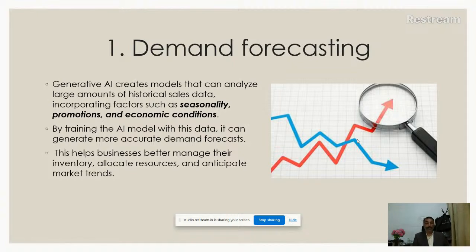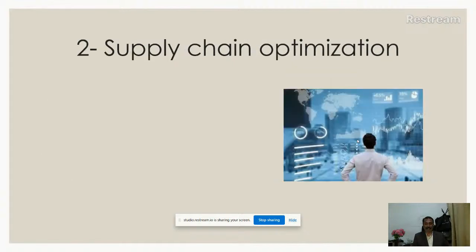Of course, if you are a supply chain executive, you know all inventory management issues start with better or worse demand forecasting. If you have better forecasting, you are able to manage the inventory better.